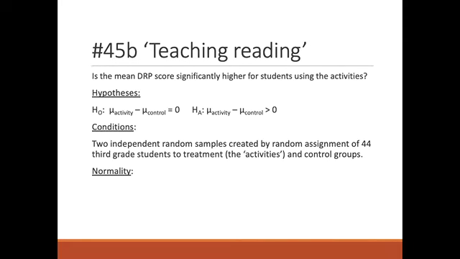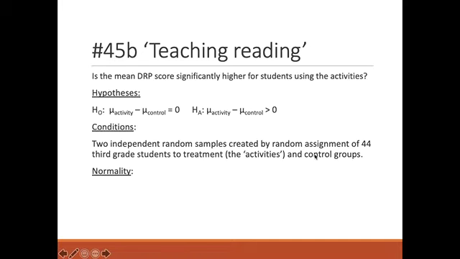So in terms of the conditions, this is not an observational study. This is an experiment. So we have two independent random samples that are created by random assignment. We are creating independent random samples essentially by randomly assigning the 44 third grade students either to a treatment group, that's the activities classroom, or to the control group, the control classroom. So in terms of satisfying the randomness condition, it is perfectly fine just to state that we have random assignment of 44 third grade students to treatment and control groups.